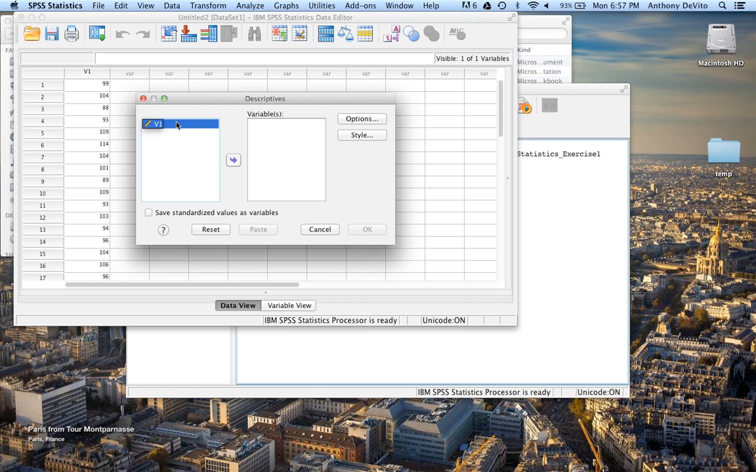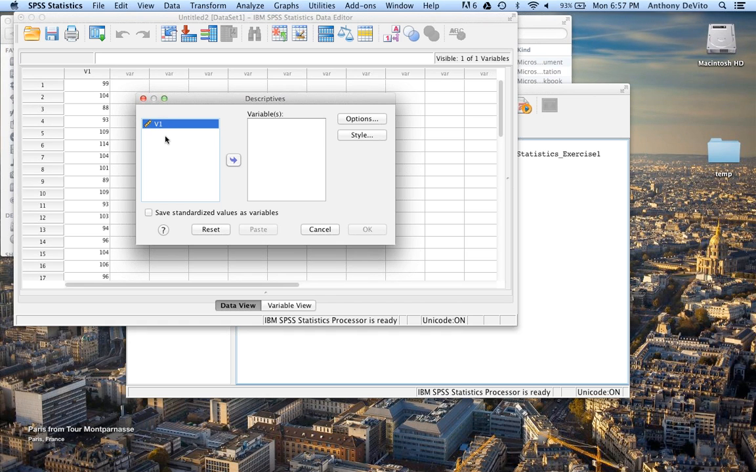Notice it named it V1 on its own because I didn't give it a variable name. We know that there's another version of this that shows, as we discussed last week, the Variable View, where I can give it a lot more information, including a new variable name and so on. I'm not going to bother right now. So it wants to know, there's only one variable here, so this is simple.